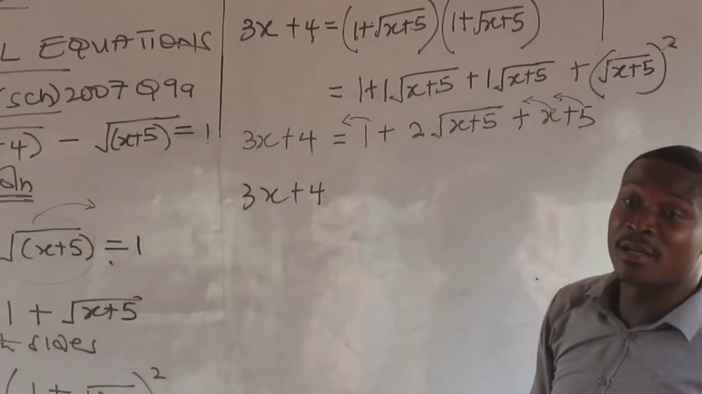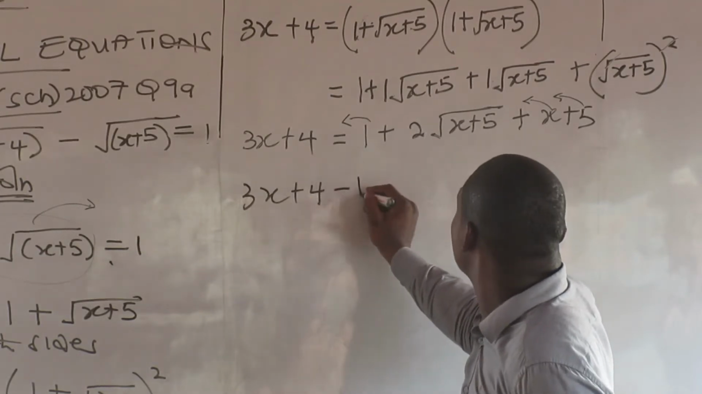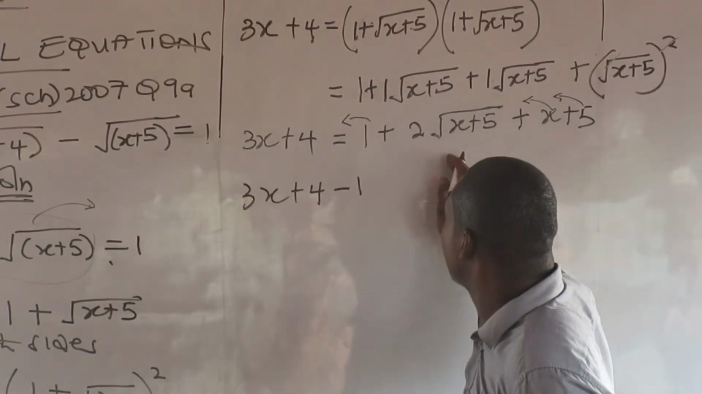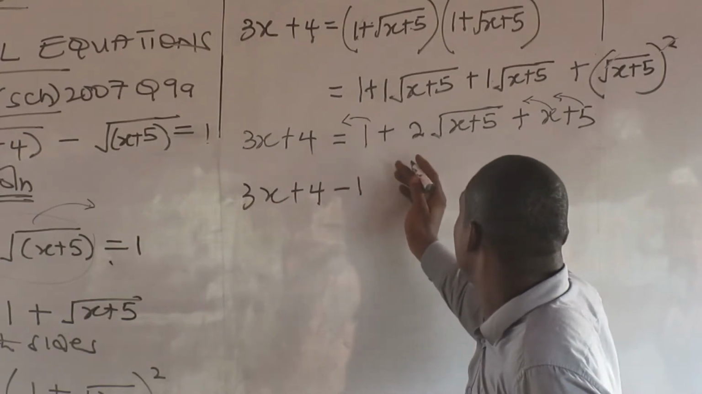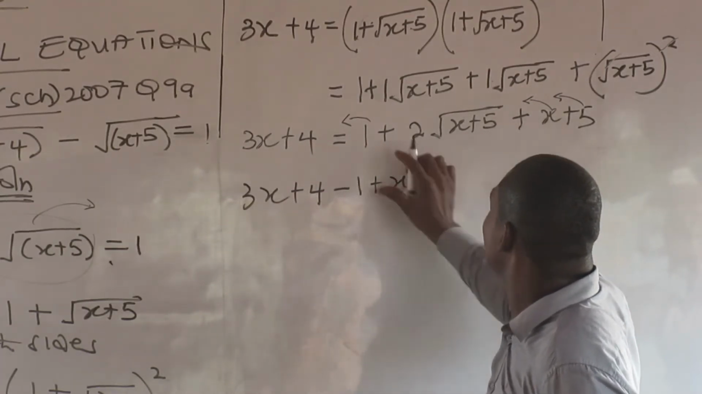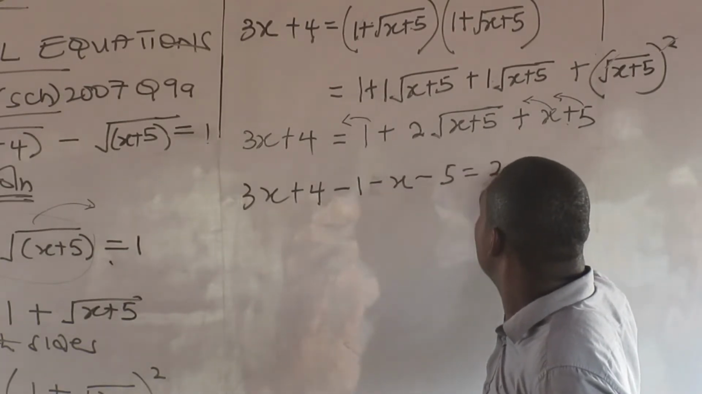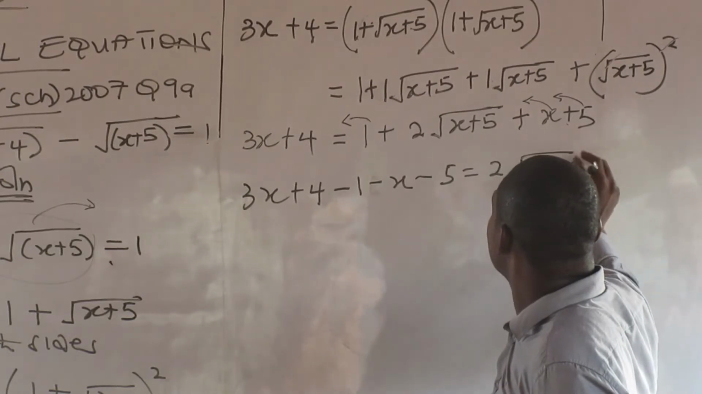5 is also going to the left, right? Now let's go. 3x plus 4 minus 1. Okay, let me bring this x first, right? Okay, yeah, it doesn't really matter. 3x minus 4 plus x. No, that's minus x going over there. Minus 5 equals 2x plus 5.